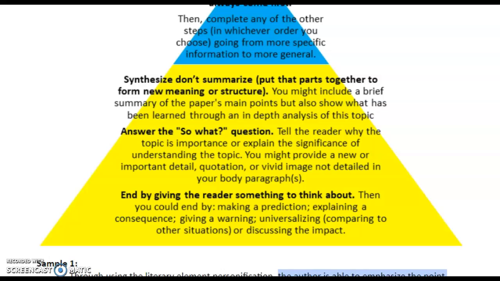Then you're going to answer the so what question. So think of yourself sitting with a friend and you're telling them what you just wrote and they just keep saying so what. Kind of like, what's the point? And try to answer that question. And then picture them saying to you again, so what? And just really kind of get to the nitty gritty, like what's the purpose of this?